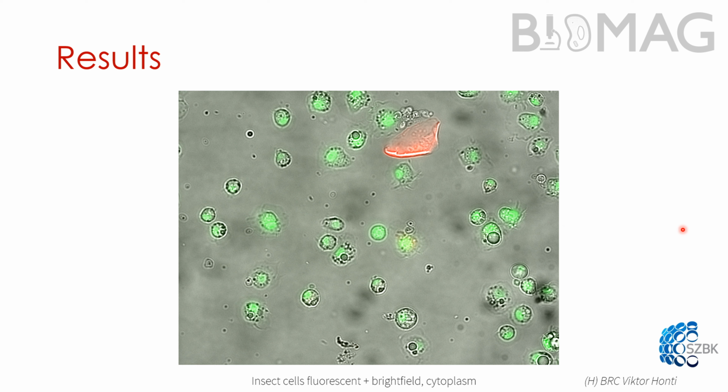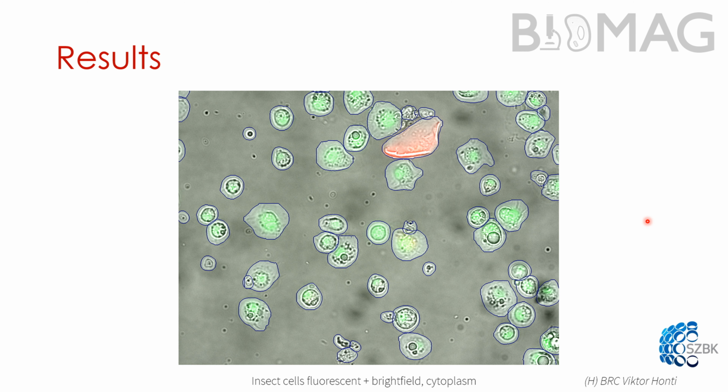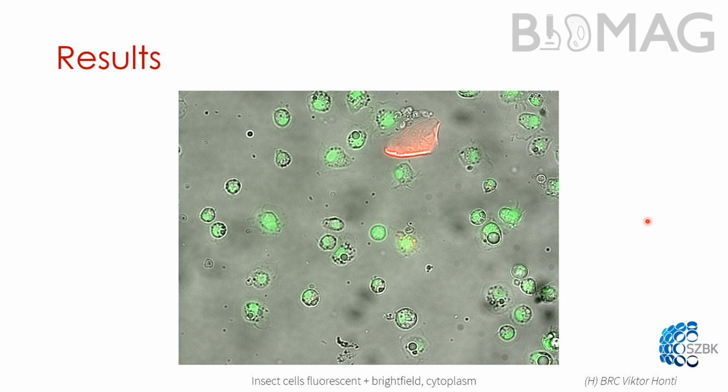The next project is a collaboration in our host institute with Viktor Honti. These are insect cells fluorescently labeled for differentiation markers in green and red, overlaid on the bright field channel, and we wanted to identify the cytoplasms here.